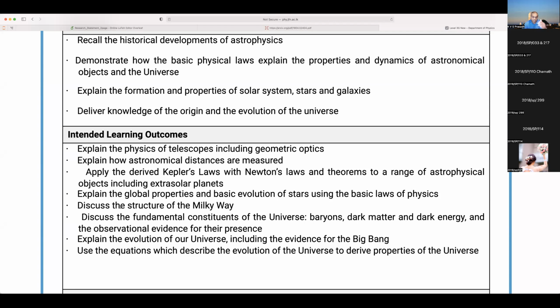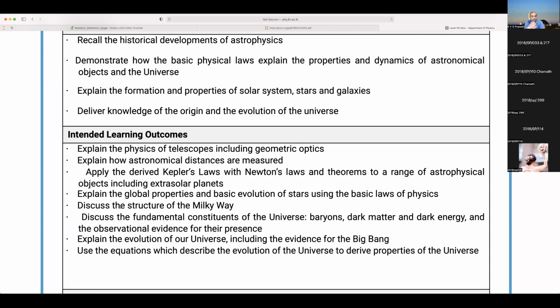What that means is that in different stages of the course, I will be introducing different methods that we will use to measure these distances in astronomy, right? So that is something that I expect from you at the end, that you should be able to explain some of these methods that we are going to use to measure distances.